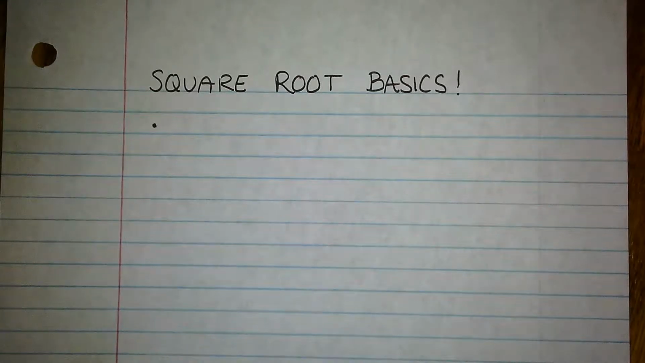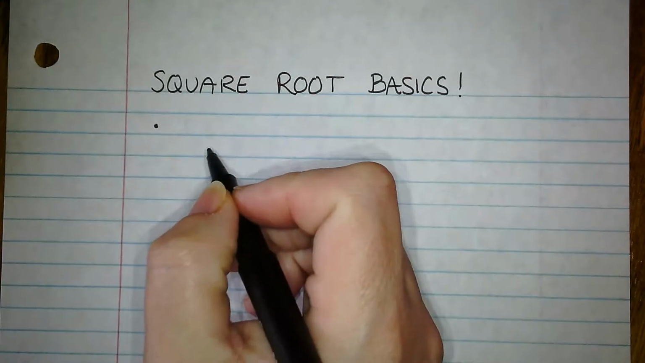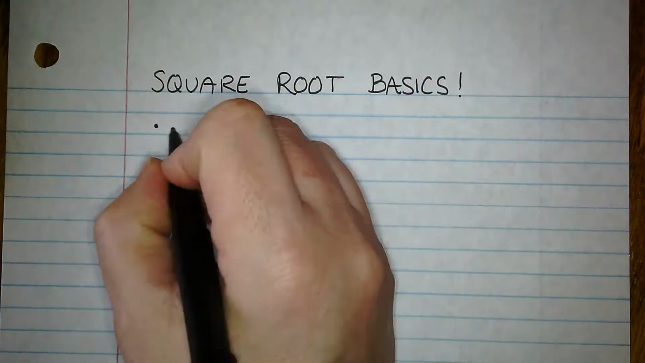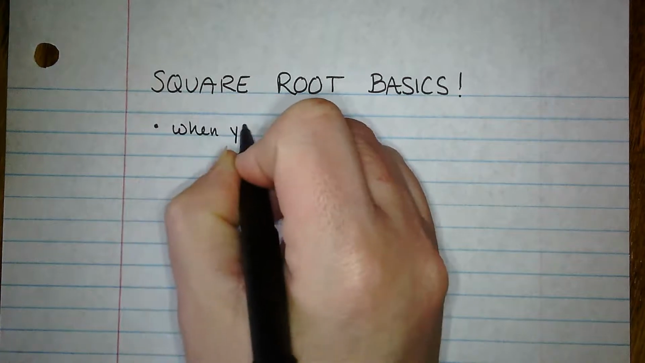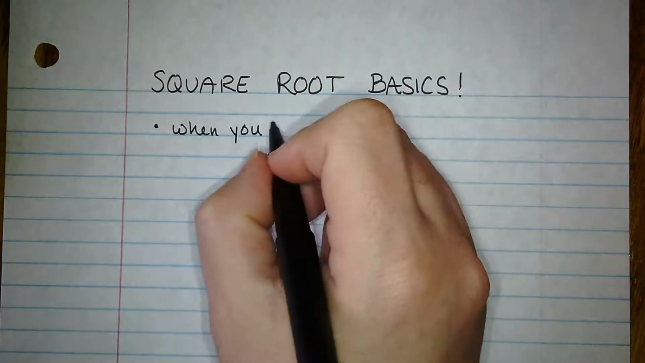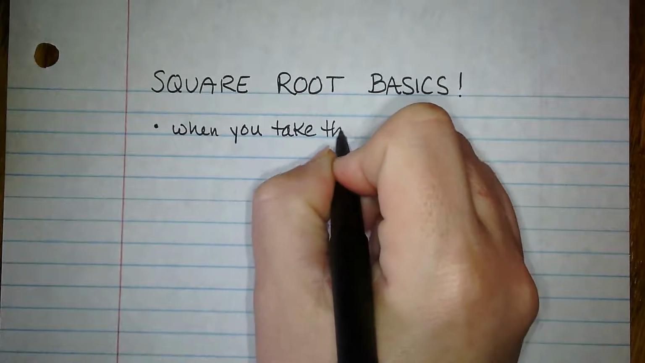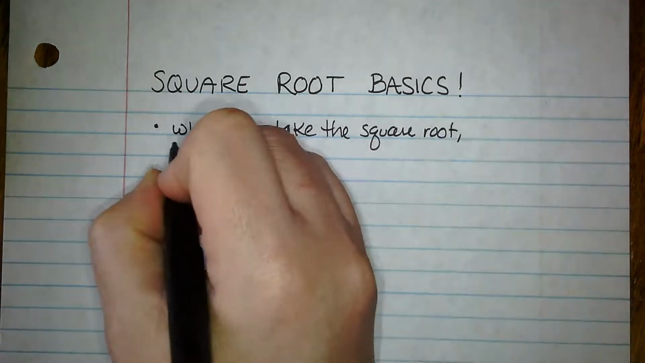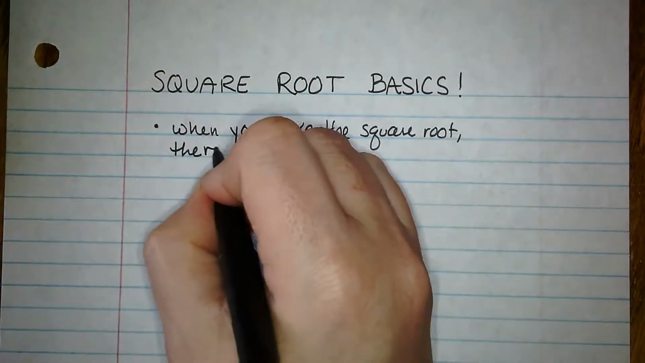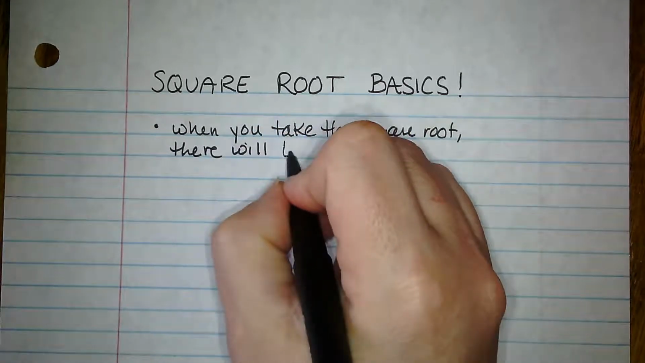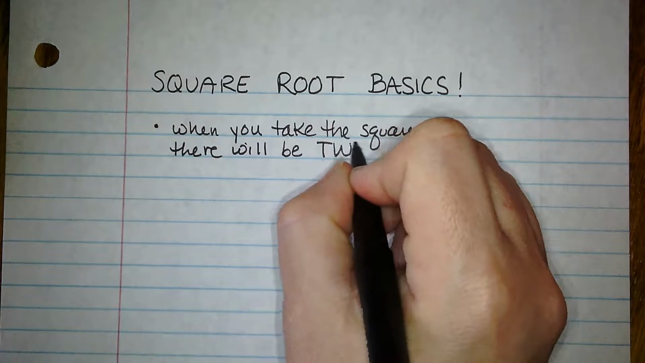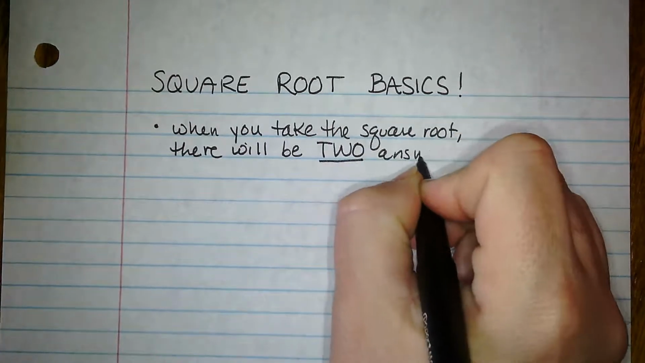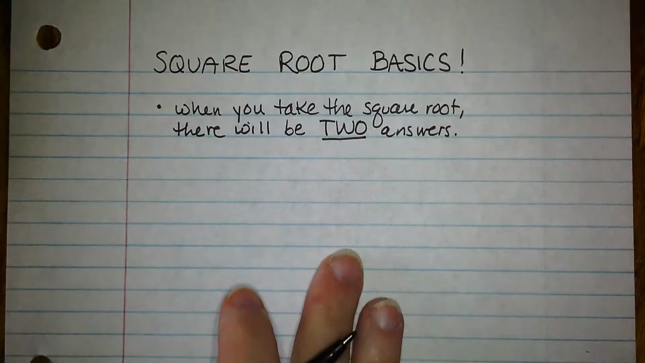So we need to discuss some square root basics before we start doing the problems to make sure that you can actually do them right. The very first and most important square root basic is that when you take the square root, you will always have two answers. The values that you will get will be a plus or minus. And it usually goes outside the square root.